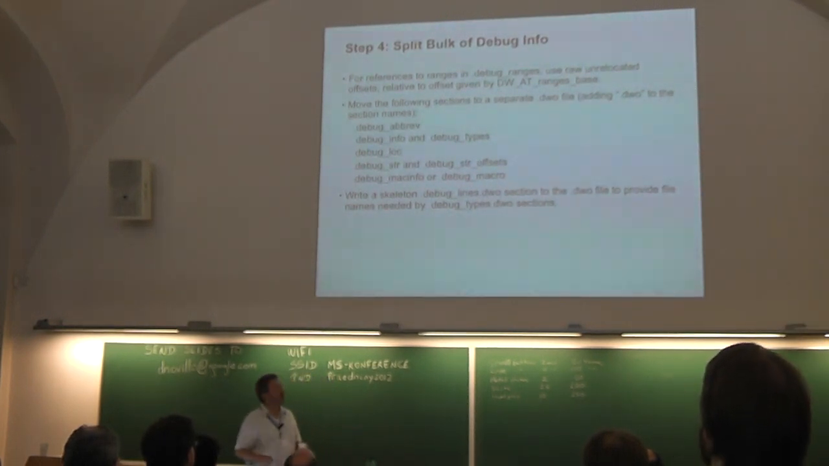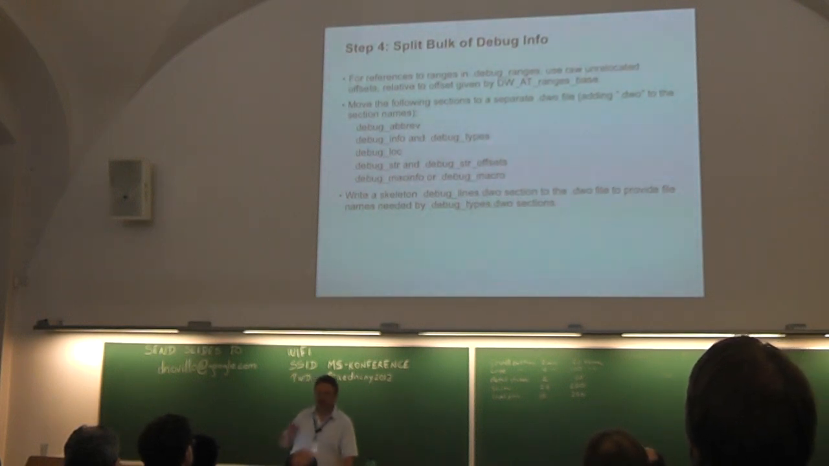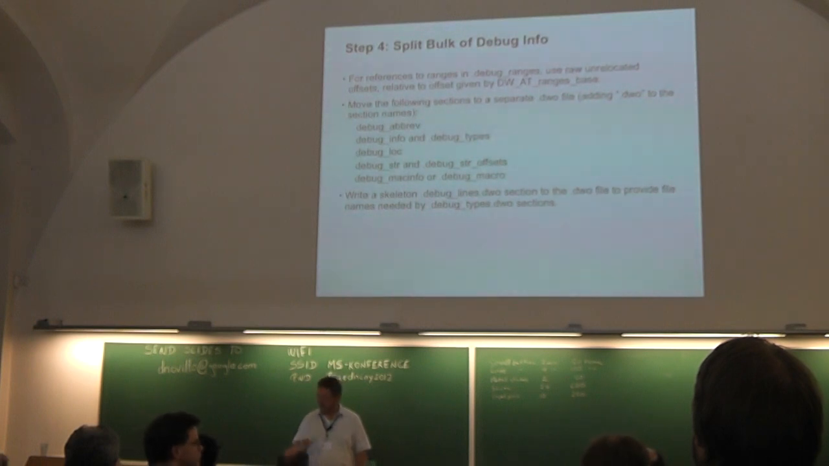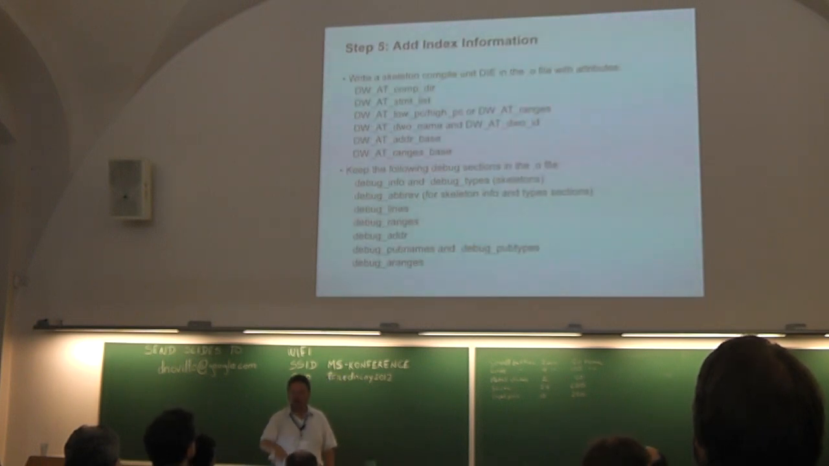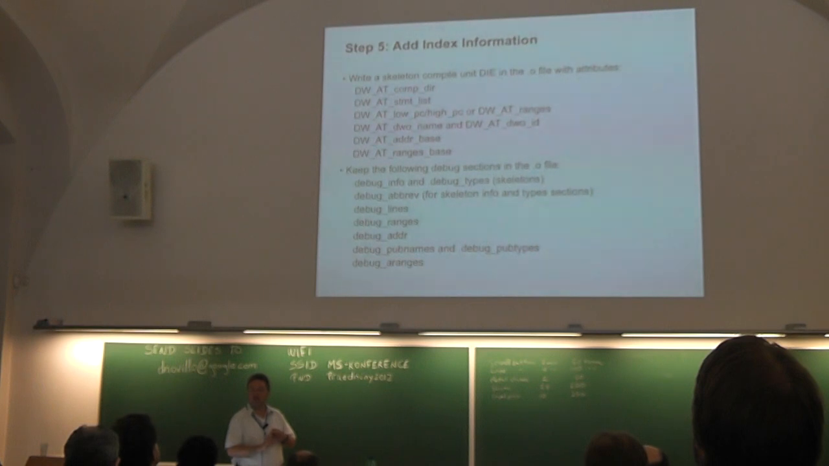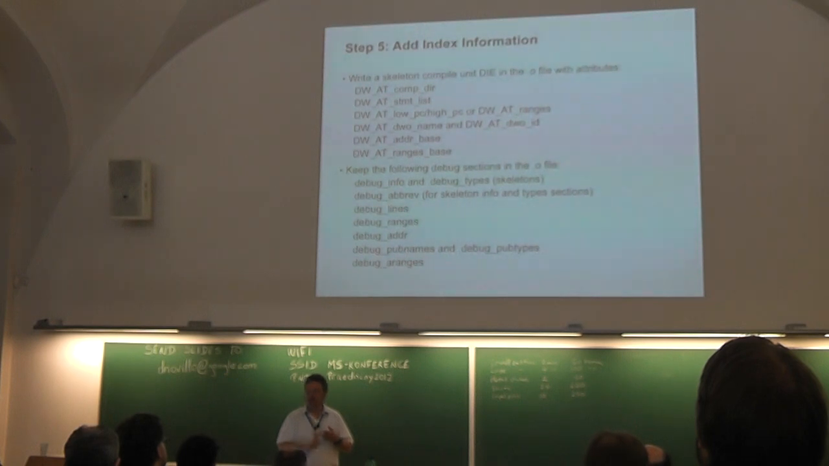Then one more thing we have to do is leave a skeleton behind of the debug info and debug types sections. So for each compile unit and for each type unit in the original file, we leave a skeleton unit in the debug info section in the original file. And that skeleton section basically provides the index information that we need. So that has the compilation directory attribute. It has a statement list because we left the line table in the original file. It has low PC, high PC, and DW_AT_ranges so that we can use those attributes to build the GDB index.